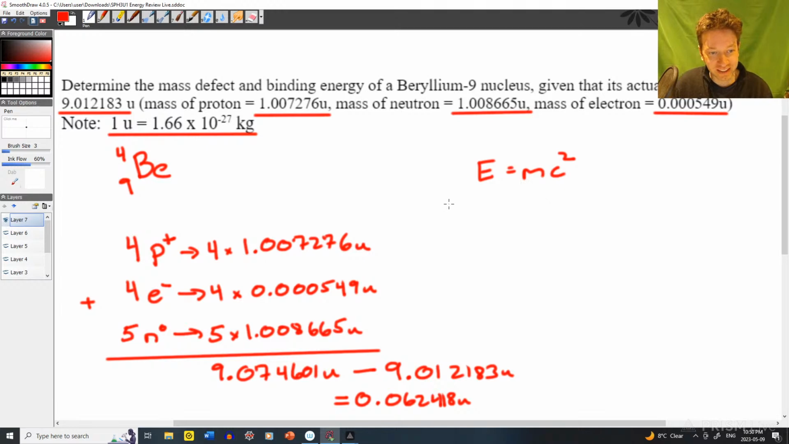And we can calculate that with this wonderful equation here. So we put in our mass. We are going to have to change that into kilograms. So we're going to do that now. We'll use that conversion. So multiply by 1.66 times 10 to the minus 27.